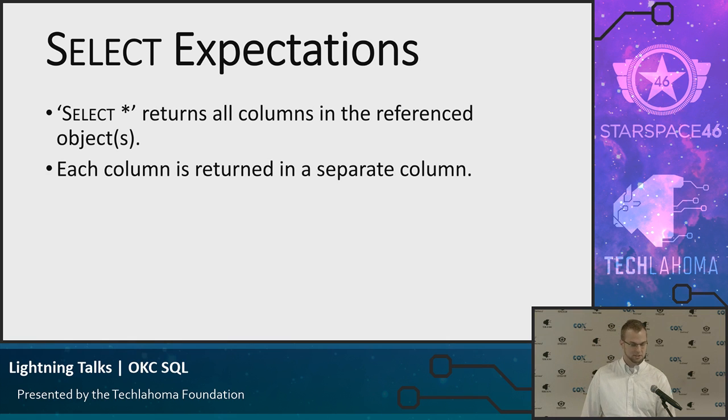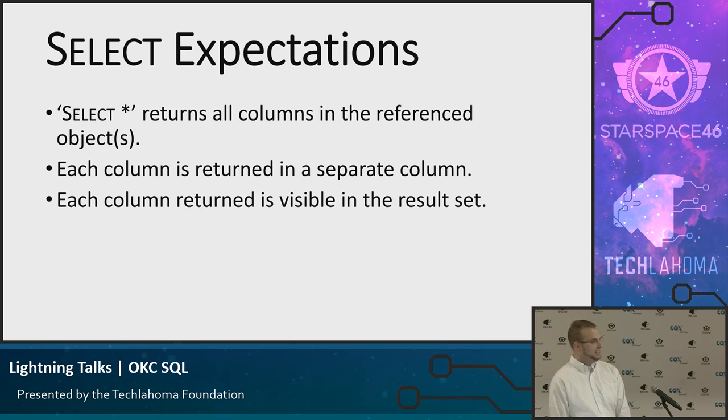Here's another assumption. Each column in the results that you get comes back in a separate column. That one almost sounds confusing. It's just so obvious, right? Or at least we might think it is. And then how about each column that's in the result set actually shows up in your result set grid? If your query returns 9 columns, you should see 9 columns of data in your result set grid.